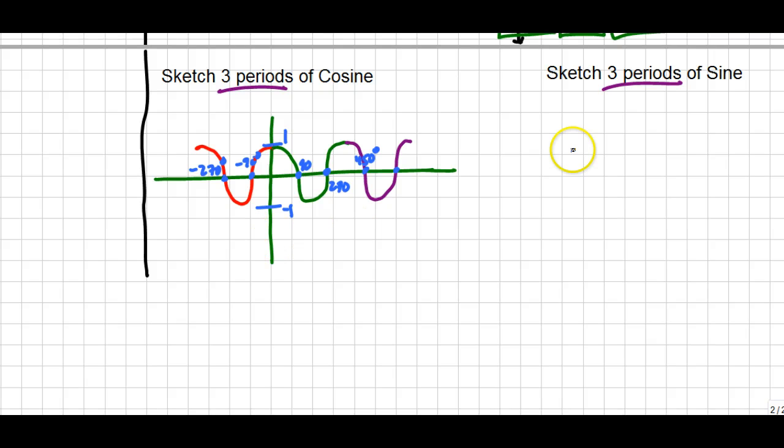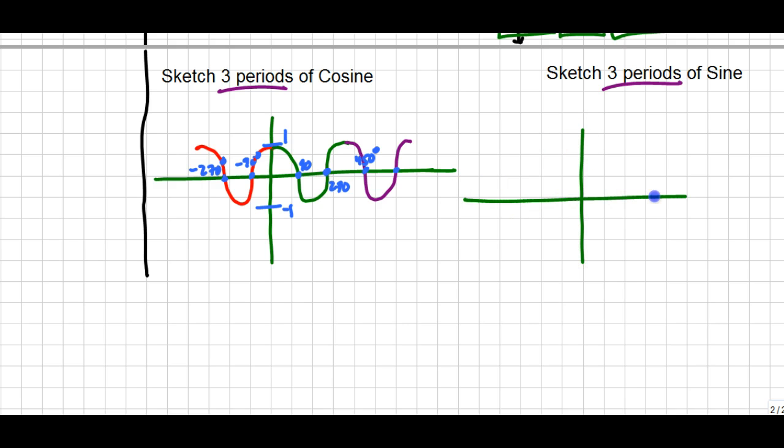Pause the video now and try the period of sine if you haven't done so already. Try to do 3 periods of that one on your own. Pause the video to do that. If you're back from pausing, let's go through the steps for graphing or sketching 3 periods of the sine wave.